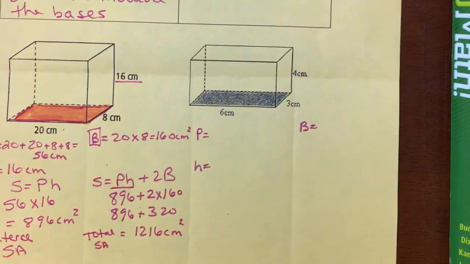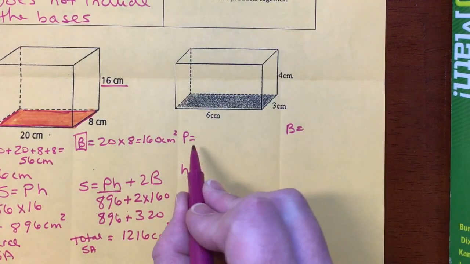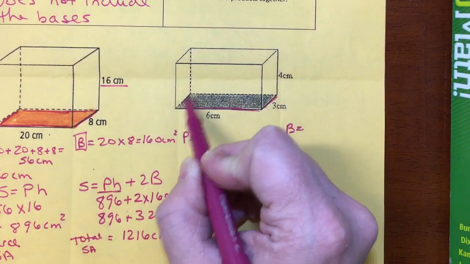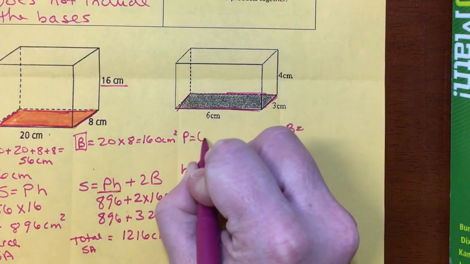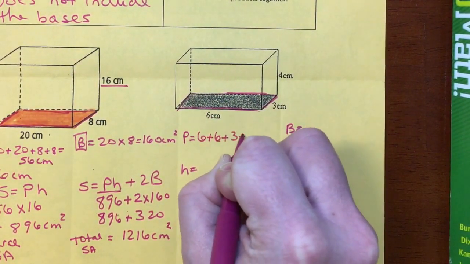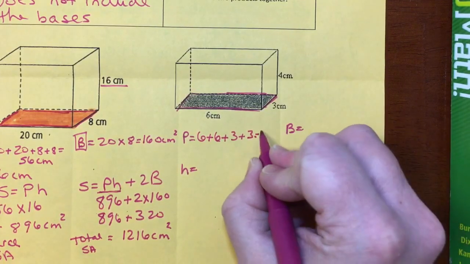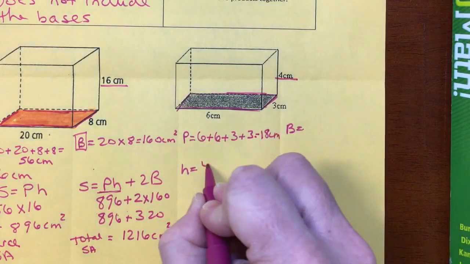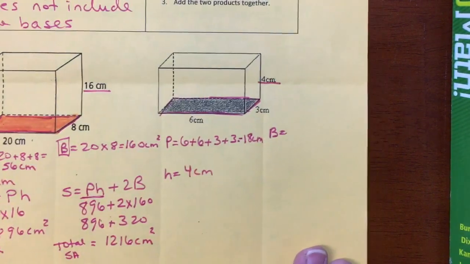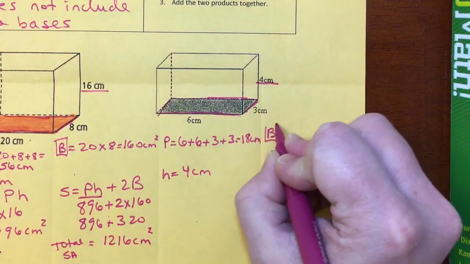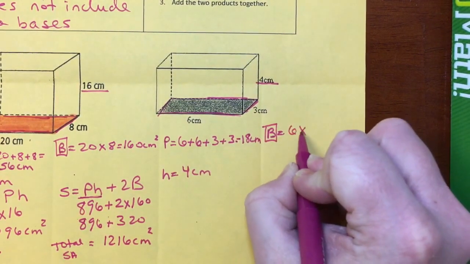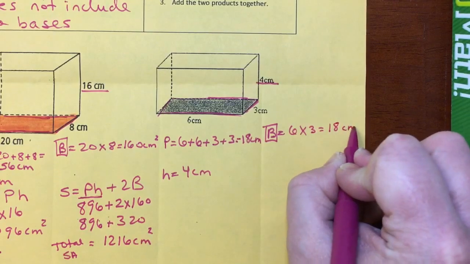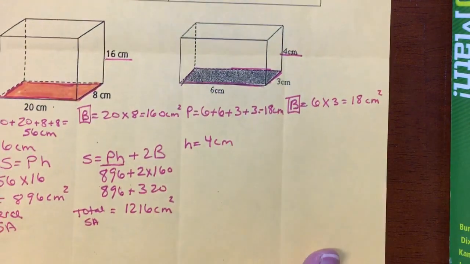Our second example, again, we need the perimeter of the base. That's my outside edges of the base added up. So that's 6 plus 6 plus 3 plus 3, and that gives me 18 centimeters. Height connects the two bases. That's 4 centimeters. Area of the base, my base shape is still a rectangle, so that's length times width, which is going to be 6 times 3, which is 18 centimeters squared.